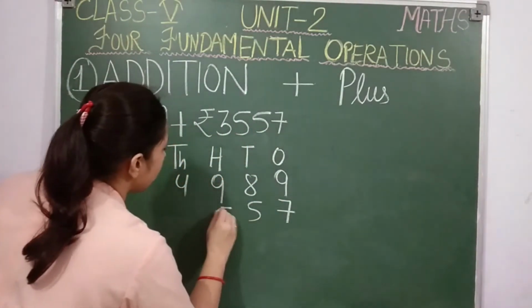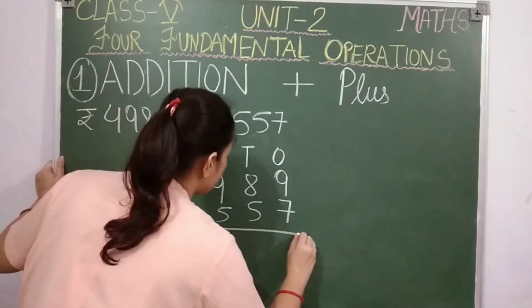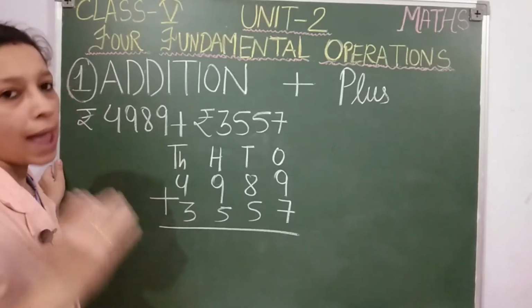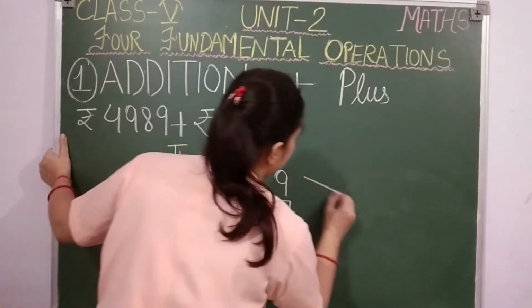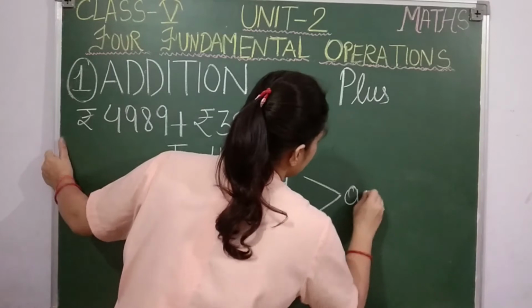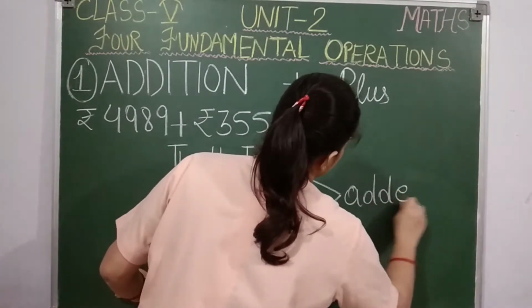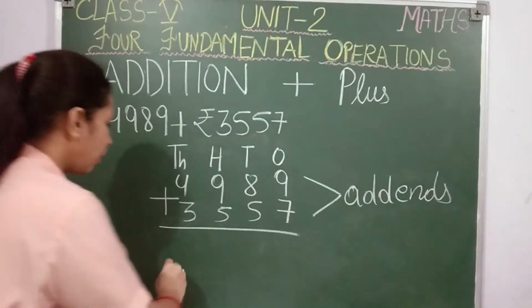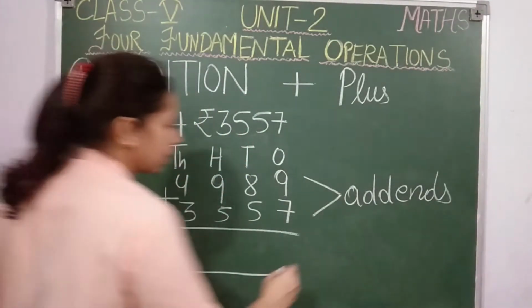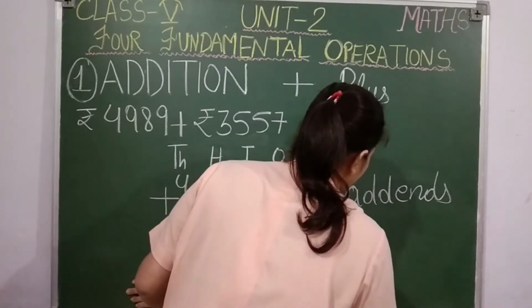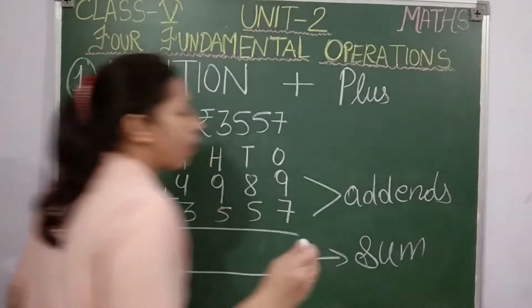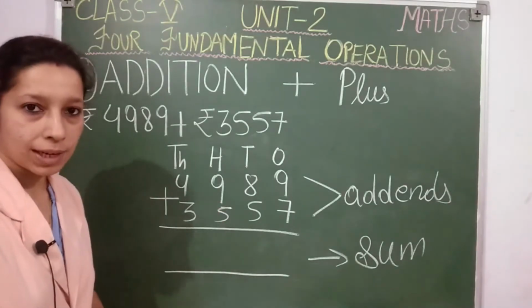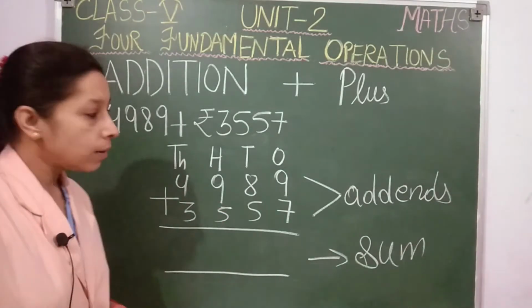Accordingly, I will arrange the numbers like this only: 7, 5, 5, 3. And these two amounts we are going to add. Clear, students? Whenever you add the numbers, those numbers are known as addends. So here I am having two addends. The numbers which you add are known as addends. And when you get the result, the result is known as sum. So to find the sum means to add the numbers and get the result as sum. Clear, students? Okay, now let us add.